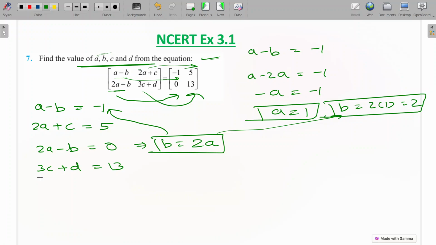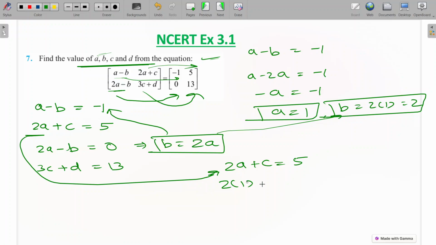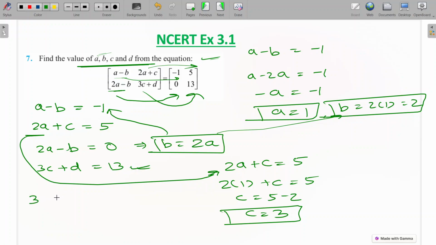Now c. We can take out c from here as the value of a is known. So 2 into a plus c is equal to 5. Now 2 into a, what is a? A is 1, so 2 plus c is equal to 5. So c is 5 minus 2, so c is equal to 3. Now for d we will use this equation, 3 into c plus d is 13. We just put the value of c in this equation, so we got 3 into 3 plus d equals 13. So d is equal to 13 minus 9, which is 4. So d is equal to 4.